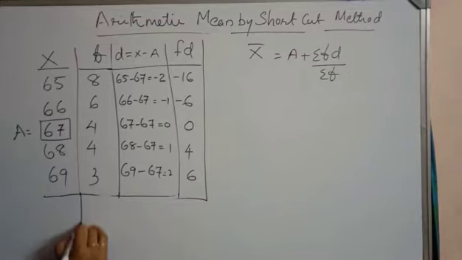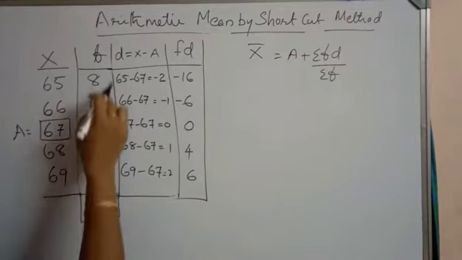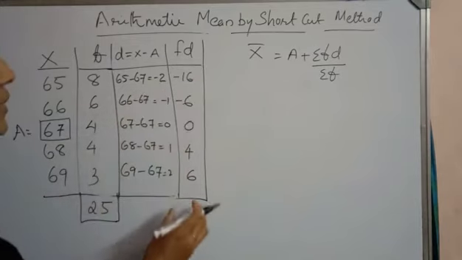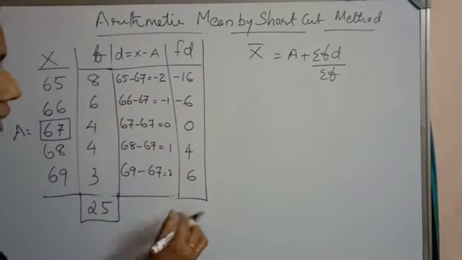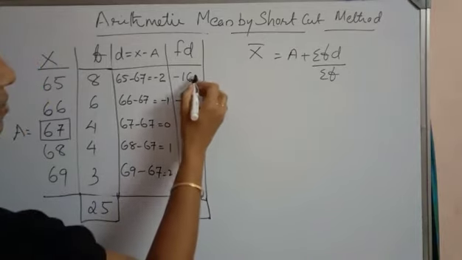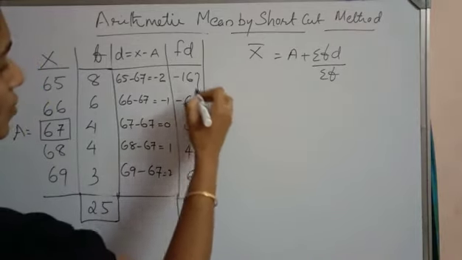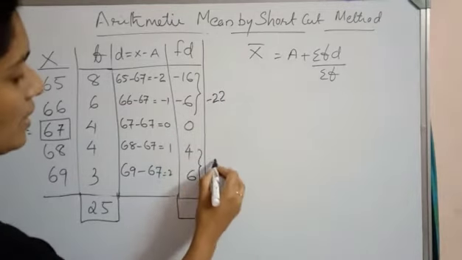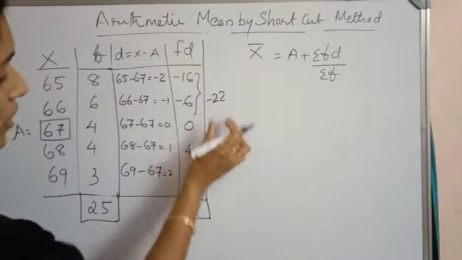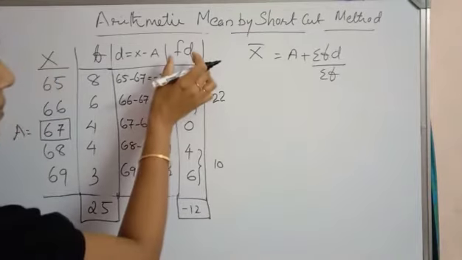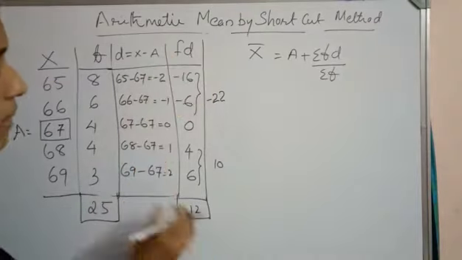Now let's find the total frequency here. When you add all these values, you will get 25. And when you add all these fd values together, you'll get two totals. The negative total is minus 22, and the positive total is 10. So the difference that you are getting is minus 12. So the sigma fd you are getting as minus 12.